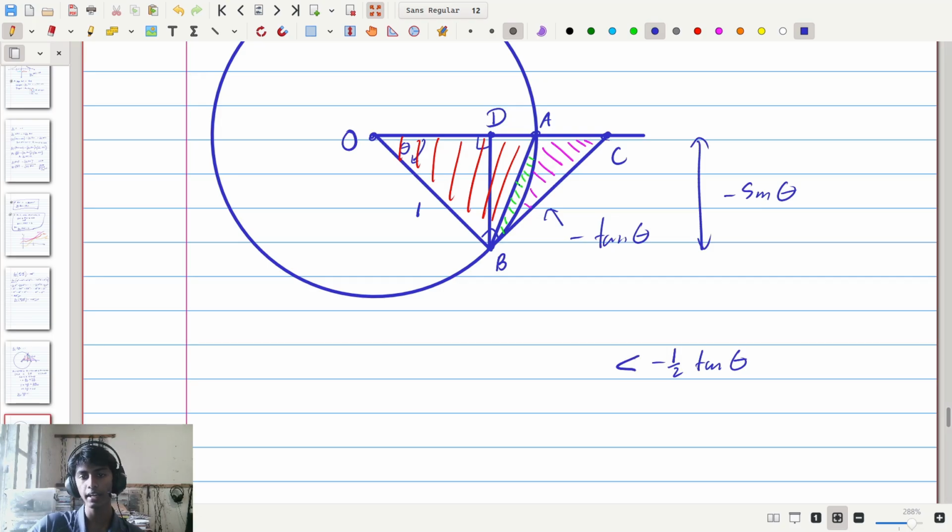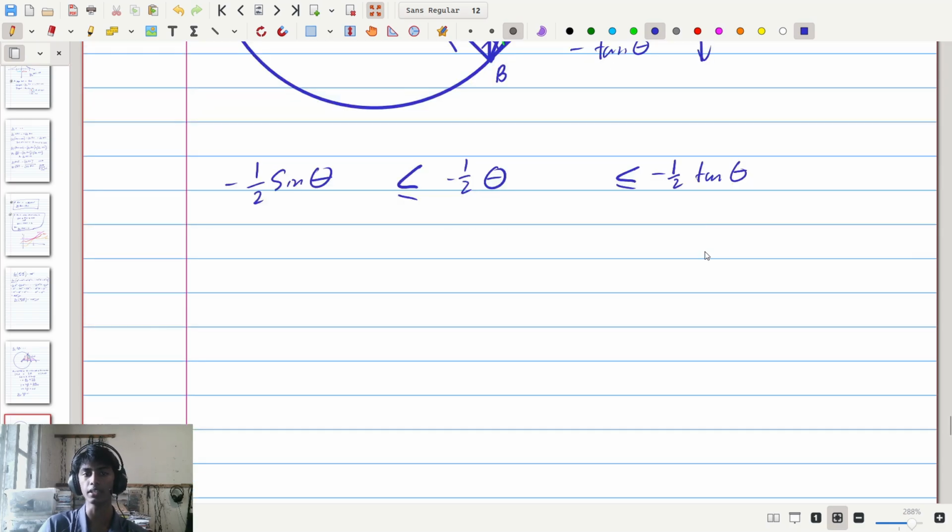This area is greater than or equal to the area of the sector. The area of the sector is half r squared theta. Here the angle is negative theta and the radius is 1. So we have half into 1 squared into negative theta. So negative half theta, which itself is greater than or equal to the area of the triangle OAB. The area of the triangle OAB is half base into height. The base is 1 here, you can see it's equal to the radius, and the height is negative sine theta. So half into negative sine theta into 1, which is negative half sine theta. So we have this inequality here.